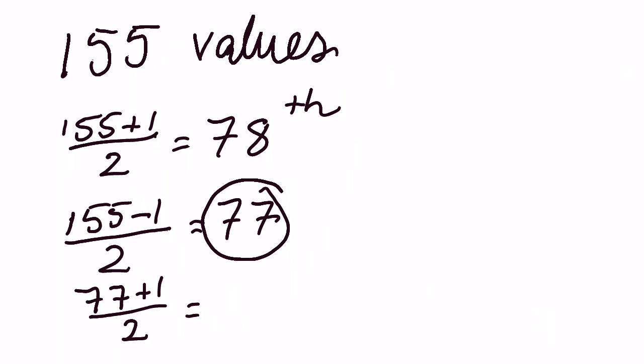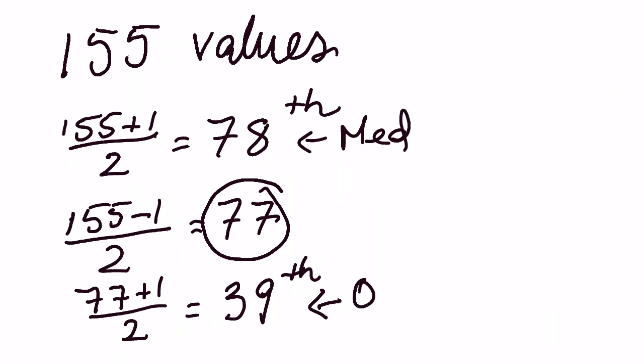Okay, I was just interrupted, but I think we're up to finding the lower quartile, that is Q1. So we've got 77 data values in the lower half, so we're adding 1 to get 78 and dividing by 2, which gives us 39. So that means that Q1 is going to be the 39th value. So this is the median here, 78th value, and this is Q1, the 39th value.